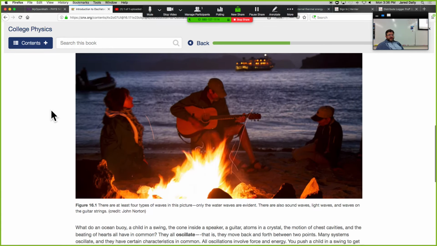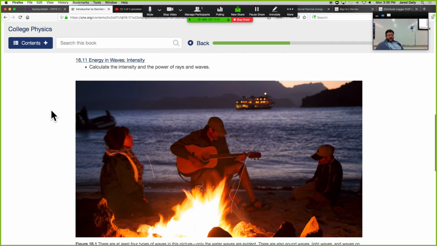And here they have some different waves being represented in this picture. Light is actually a kind of wave. It's an electromagnetic wave. Different kinds of light here. You have waves on the river here. You also are going to have waves in the singing and the playing of the guitar and the sounds all around. Those are all waves.